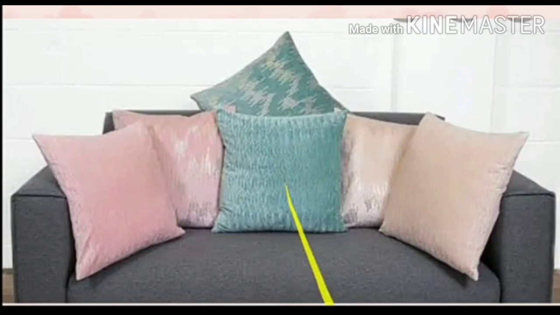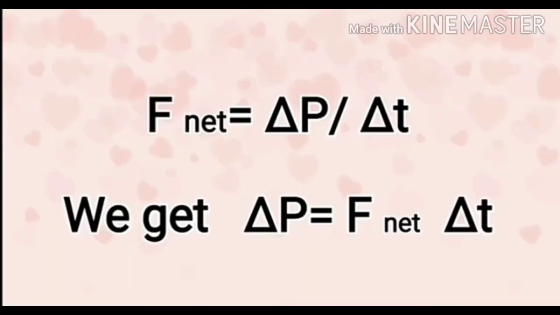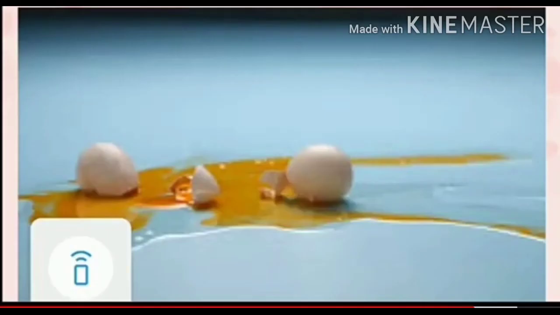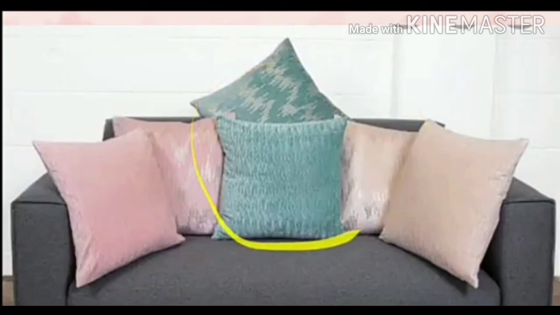Did you understand, children? Here I have shown you a formula: F net equals delta P by delta T. Even though in these two cases delta P is the same, in this case the egg falls down on the floor, and in this case the egg falls on the cushion. In both cases delta P is the same, but the magnitude of the net force acting on the egg determines whether the egg will break or not.